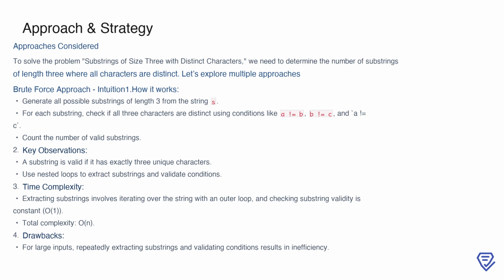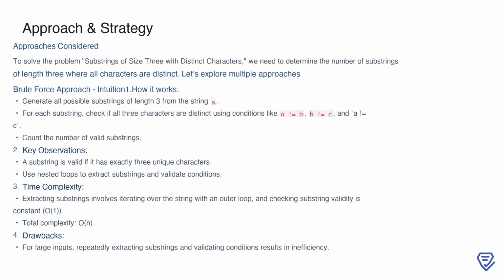To solve the problem Substrings of Size 3 with Distinct Characters, we begin by exploring different approaches. The brute force method involves generating every possible substring of length 3 from the input string. For each substring, we check if all 3 characters are distinct by using simple conditions like verifying that the first character is not equal to the second, is not equal to the third, and so on. If the substring meets these conditions, we count it as valid.